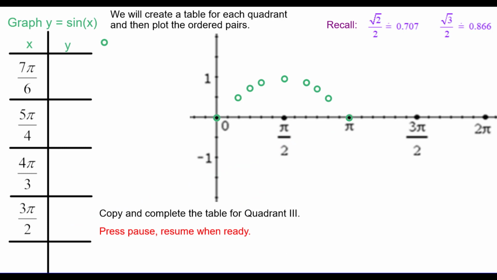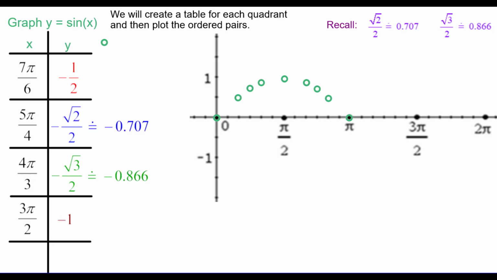Copy and complete the table for quadrant 3. Press pause, resume when you've finished completing the table. And these are the values you should have. Plot the points. Press pause, resume when you're finished plotting the points.